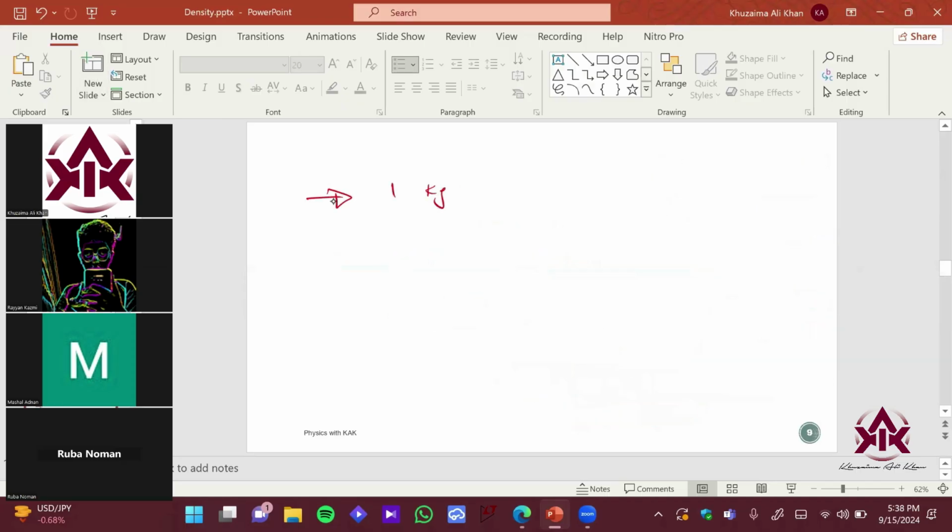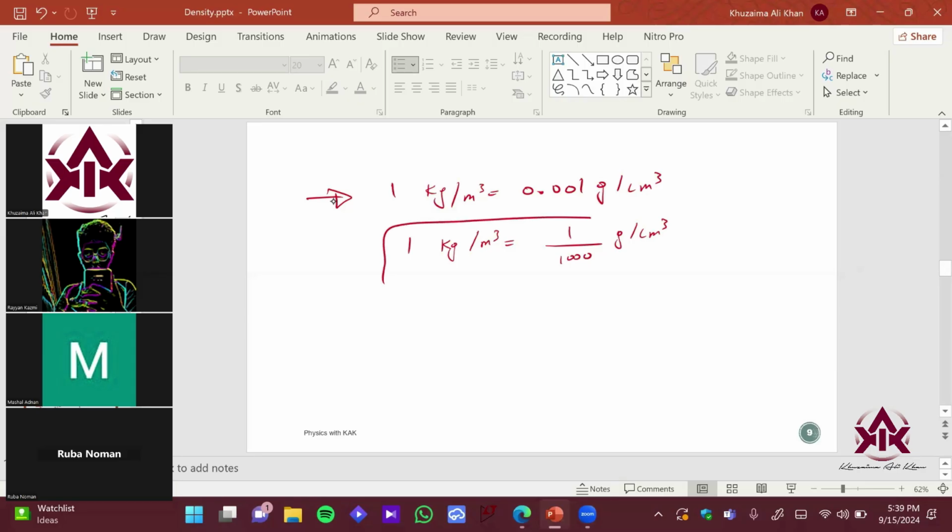So 1 kilogram per meter cube equals 0.001 gram per centimeter cube, right? If I convert the decimal point into fraction form, that is going to be as follows: 1 kilogram per meter cube is equal to 1 upon 1000 gram per centimeter cube. So this is the relation from kilogram per meter cube to gram per centimeter cube.